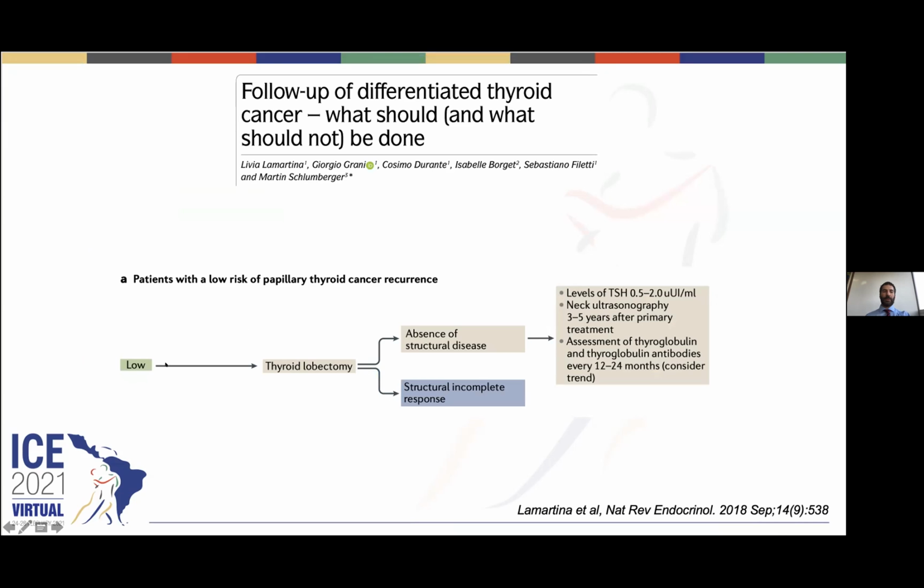In the case of low-risk patients who had only lobectomy at the initial treatment, if they have an incomplete structural response found probably in the neck ultrasound, the management will depend case by case. On the other hand, if the patient has no structural disease, the proposed follow-up of this patient is to measure thyroglobulin and thyroglobulin antibodies probably every 12 to 24 months. And probably the most important thing about the thyroglobulin and the antibodies is the trend. These patients should have a TSH level between 0.5 and 2. And we probably will consider for this patient, who has the other lobe of the thyroid, a neck ultrasonography every 3 to 5 years after the initial treatment.